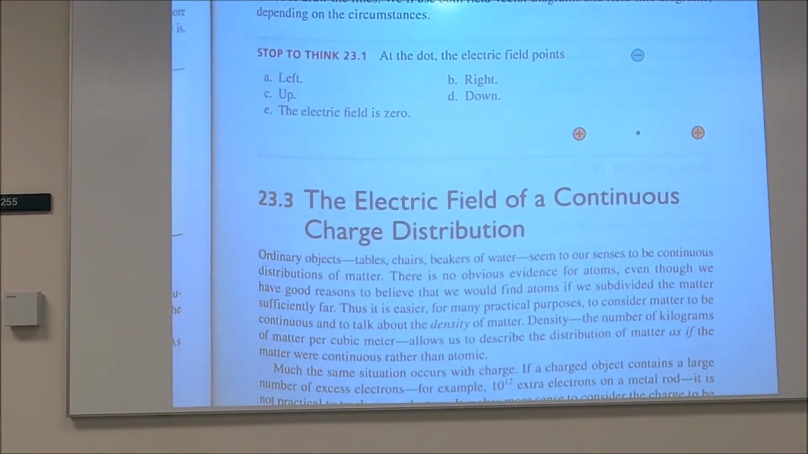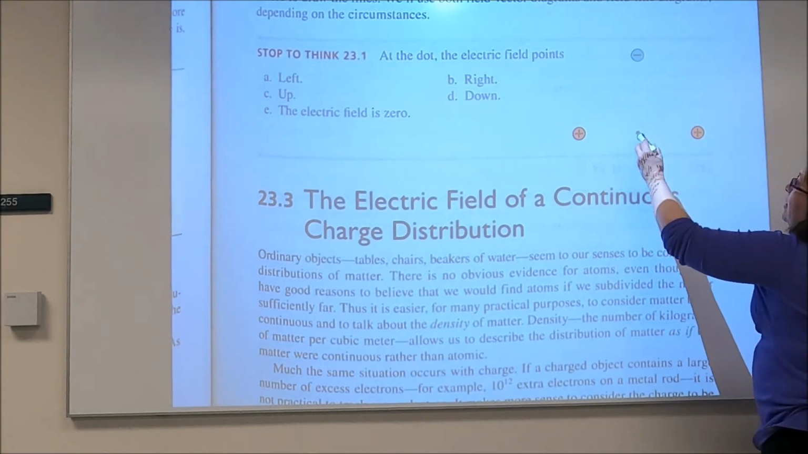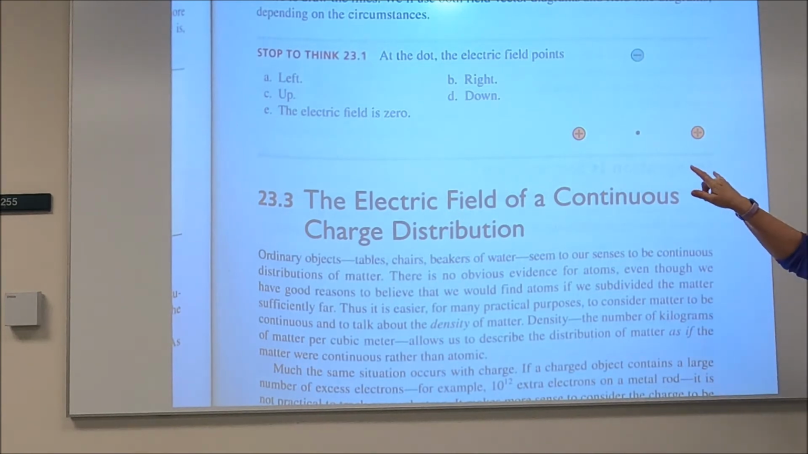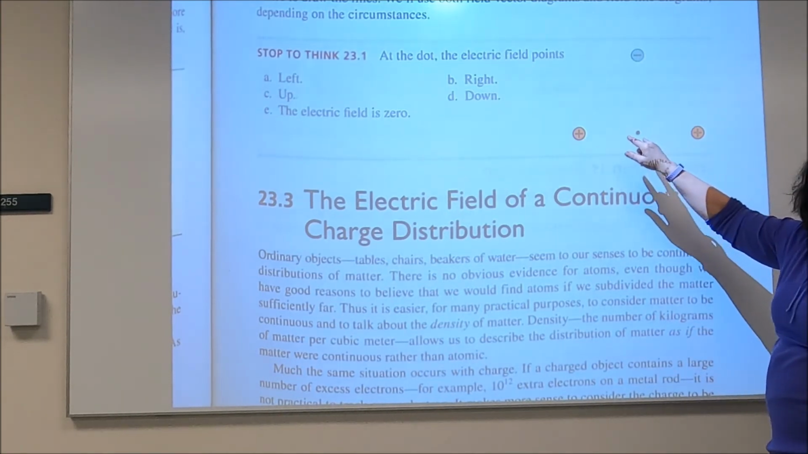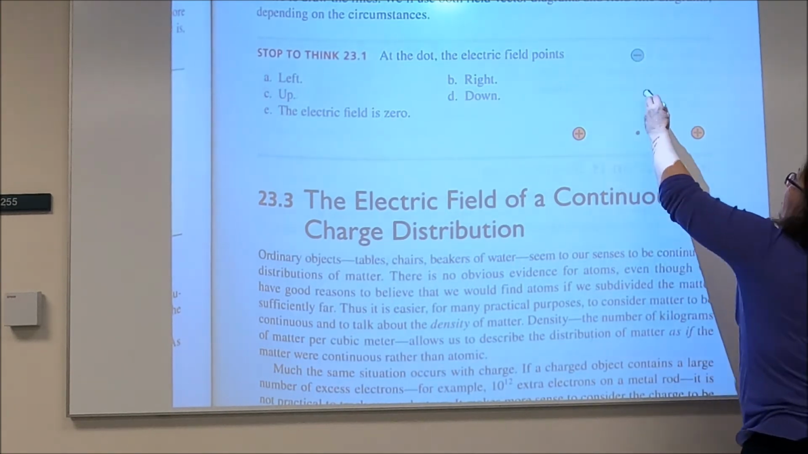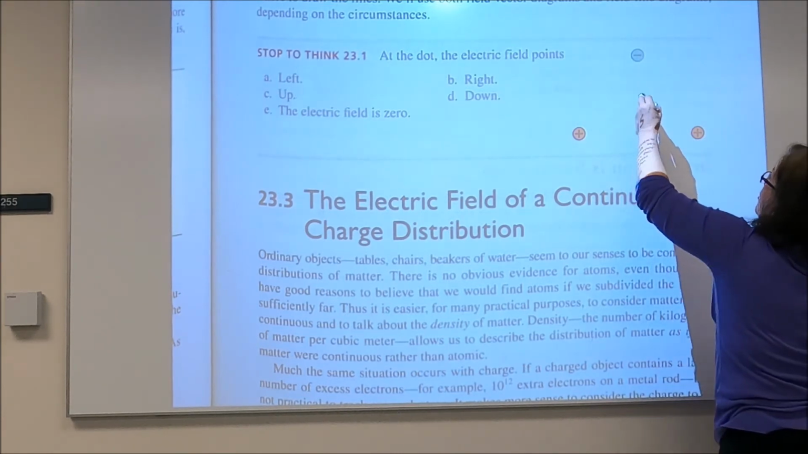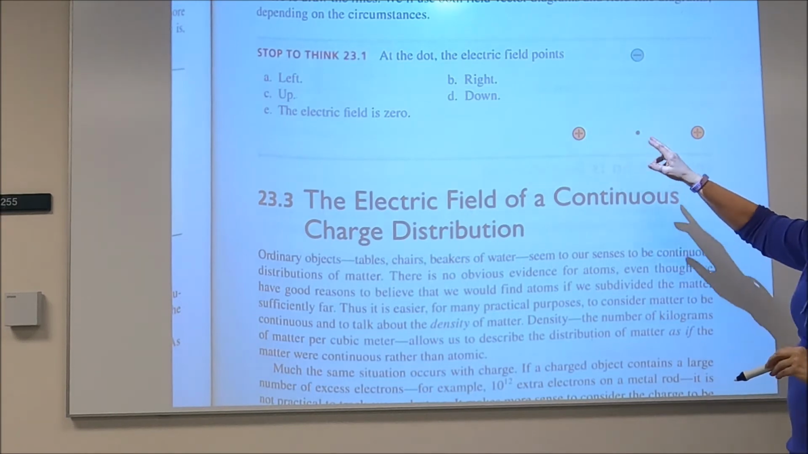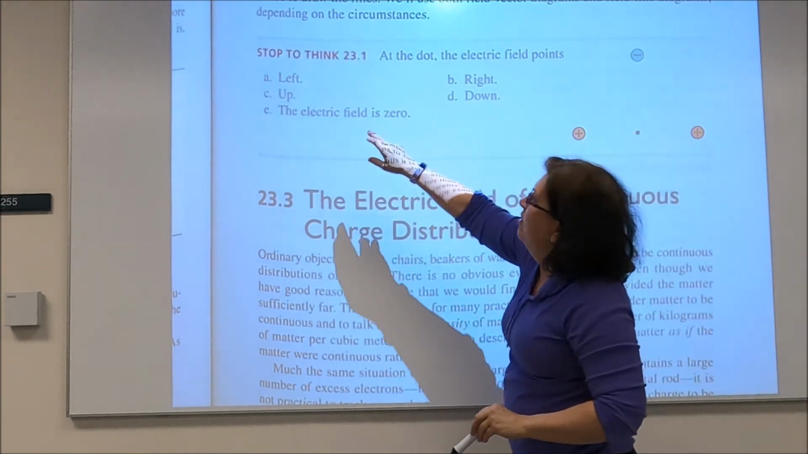So if we look at this conceptual question, it says, at the dot, the electric field points. Well, we know the electric field relative to this point charge would go this way, and that point charge would go that way. They're the same magnitude of charge, so they'll cancel each other out. The electric field from this negative point charge is going to point up. So the net electric field at that point is going to point up.